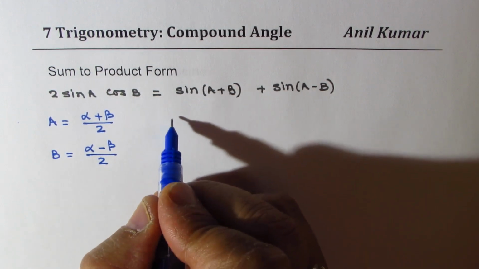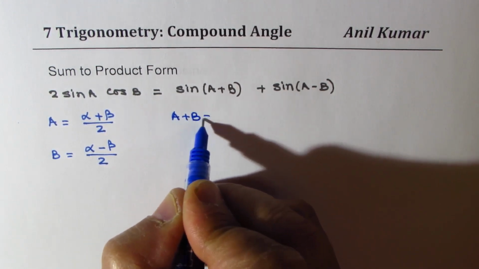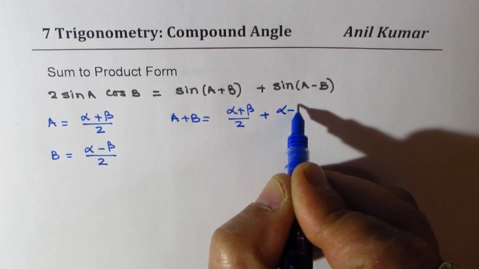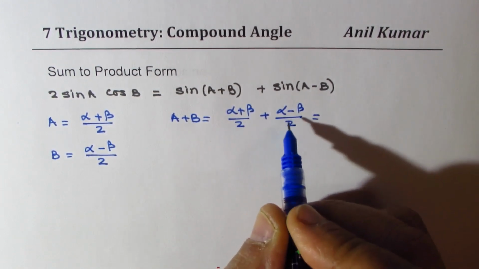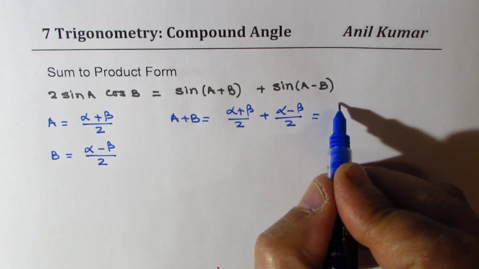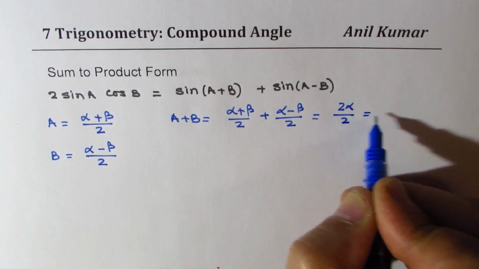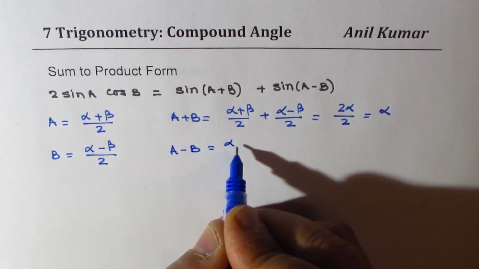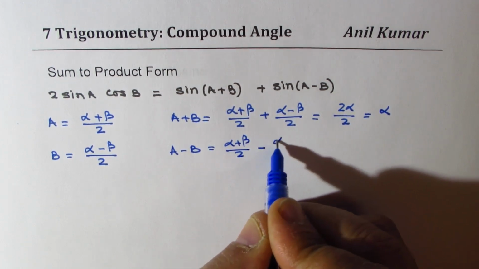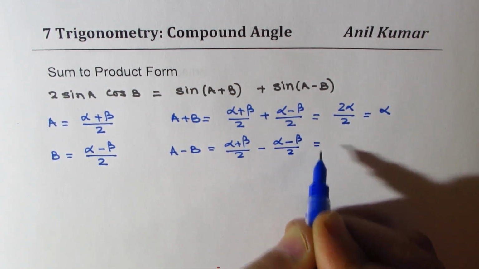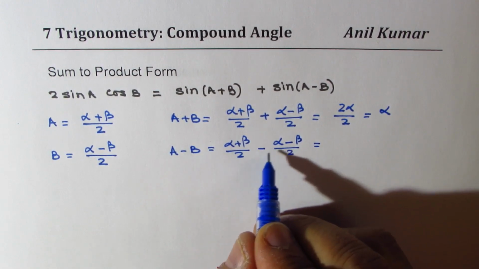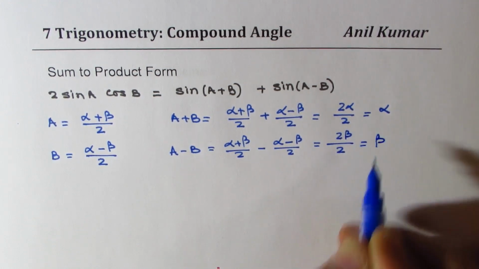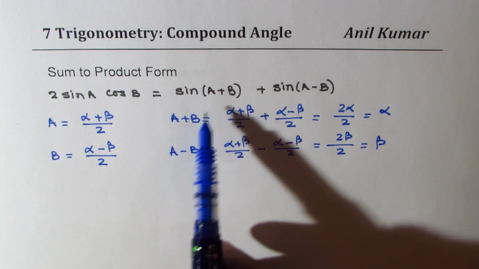What happens to a plus b? In that case, a plus b will be equal to alpha plus beta by 2 plus alpha minus beta by 2. So when you combine these, what do you get? 2 alpha over 2, or basically you get alpha, right? If I do a minus b, you get alpha plus beta by 2 minus alpha minus beta by 2. And that is equal to, alpha minus alpha is gone. This becomes positive, so we get 2 beta by 2, which is beta. Correct?